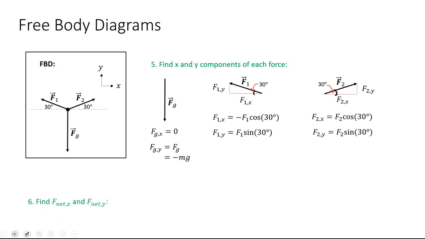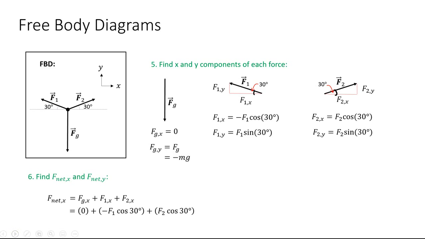All right, so those are my x and y components of the vectors, and so now to find the net force in the x direction and the net force in the y direction, I just have to add like components. So F net x is just going to be the x component of the weight plus the x component of force 1 plus the x component of force 2. The x component of the weight is 0, and so I end up with F net x equal to minus F1 cosine 30 plus F2 cosine of 30.